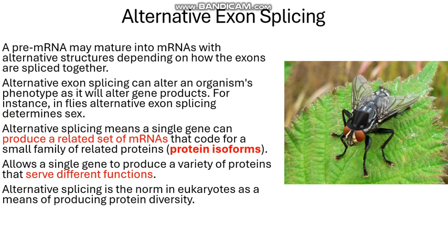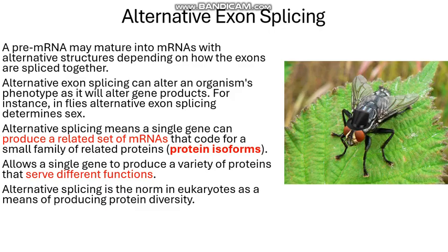It will alter the gene product, because obviously different exons in different orders in the post-mRNA is going to produce different polypeptides when it gets translated. There are several instances of this altering phenotypes. For example, alternative exon splicing is responsible for sex determination in flies.